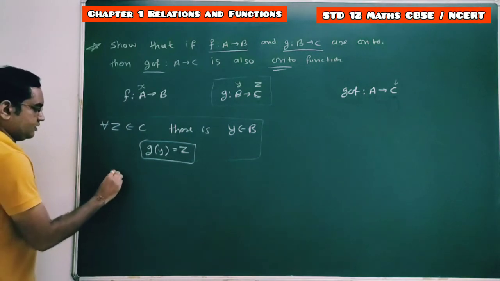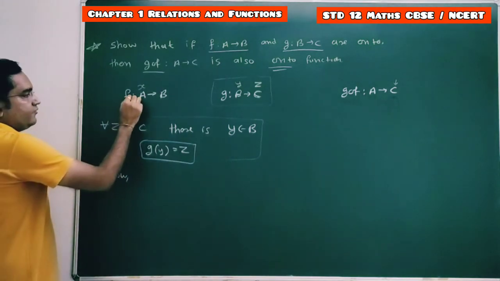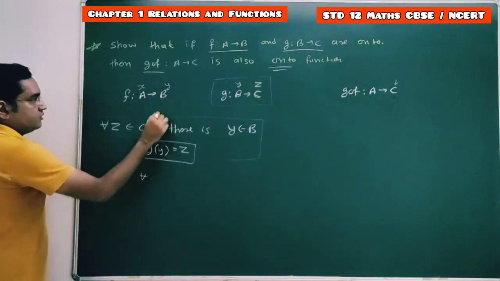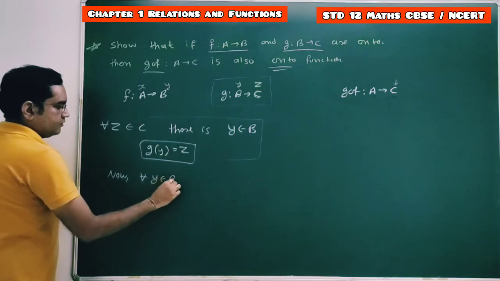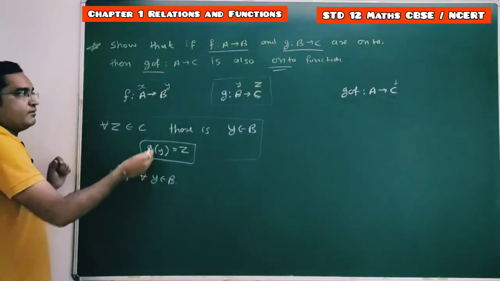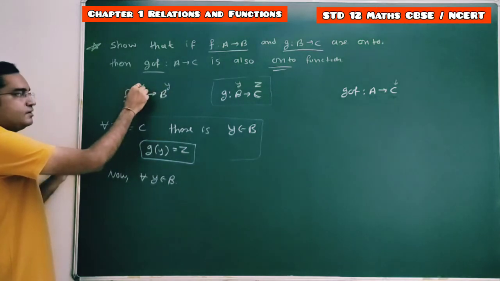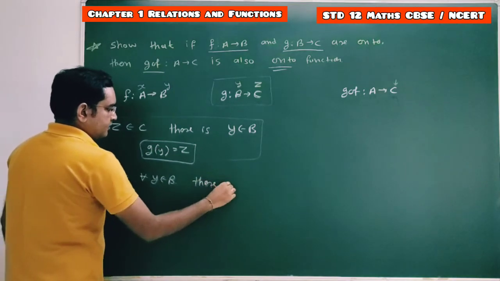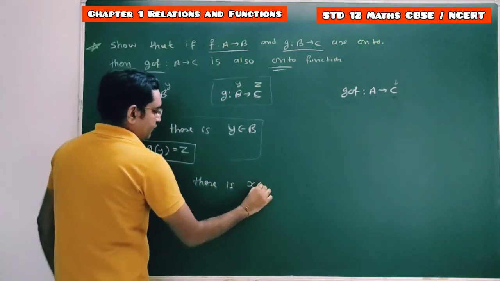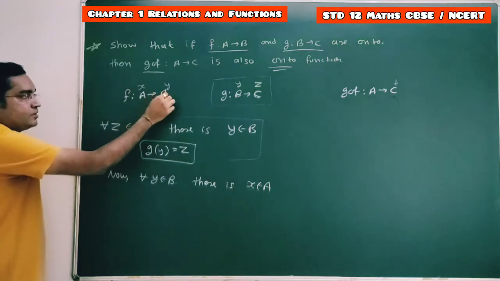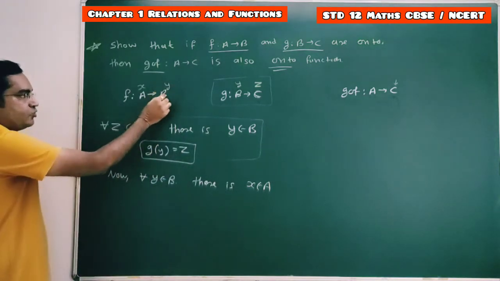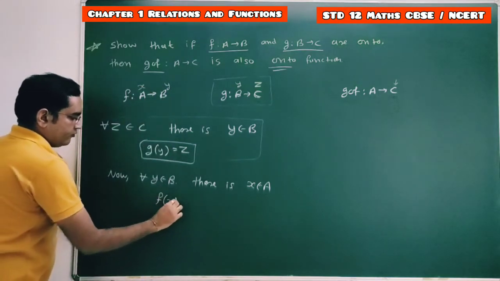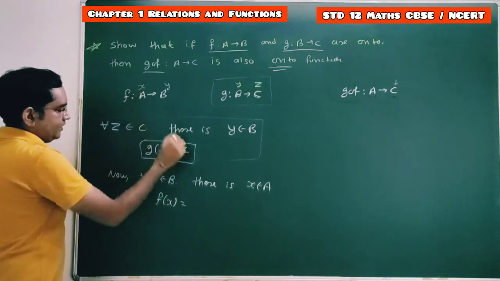Now students, we are also given that function f from A to B is also an onto function. So here we can say for all this y belongs to B, that means all the elements of this codomain B, there is some pre-image in set A. So for all y belongs to B, there is some x belongs to A, where x is the pre-image of this element y. So for every y belongs to B, there is some pre-image in set A, and therefore we can say f of x equal to y.